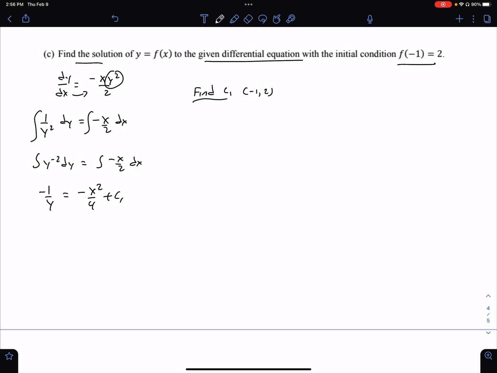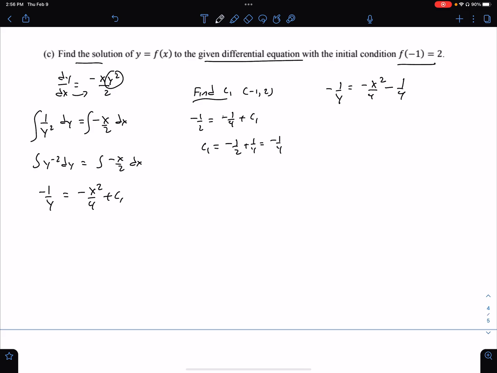Notice, if I plug 2 in, I get negative a half equals, plug in the -1 squared, I get -1/4 plus C1. Add 1/4. So C1 is just going to be -1/2 plus a fourth, which becomes -1/4. So there's C1. Rewriting your equation, -1 over y becomes negative x squared over 4 minus 1/4.